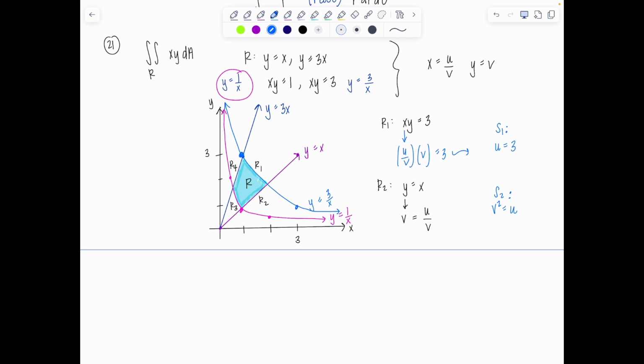Does that make sense? Shall we remind ourselves just in case? The new variables might give us a run for our money, right? You don't want to get all jumbled in the brain. It can happen. R3 is xy equals 1. So then it'll be the same as S1, right? You'll just end up with u equals 1. Very good.